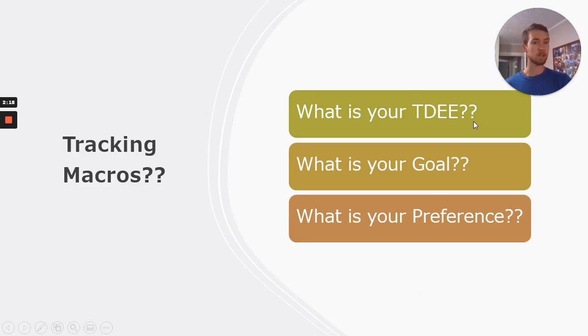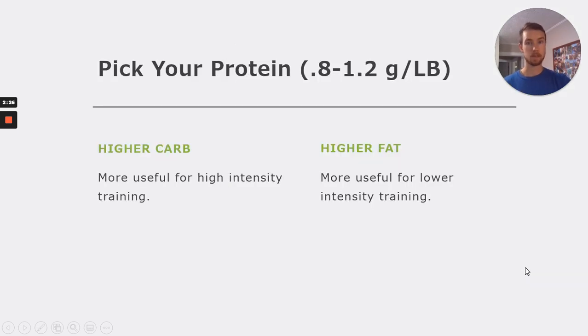Or maybe you want to track your macros. So essentially, same questions. What is your TDEE? What is your goal? What is your preference? So we have a new question in there. For tracking your macros, you typically will want to pick your protein limit.